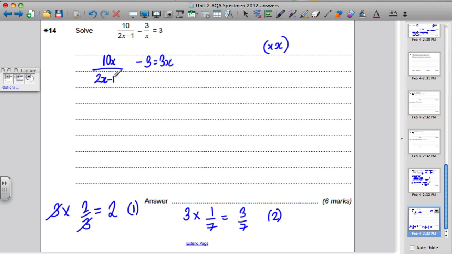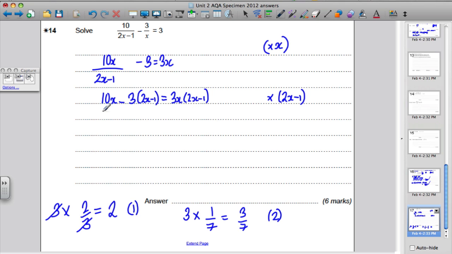But we've still got 2x minus 1 on the denominator over here. A mathematician doesn't like that, so he multiplies everything by 2x minus 1. Multiplying this by 2x minus 1 just leaves us with 10x. Multiplying this by 2x minus 1 leaves us with minus 3 times 2x minus 1. And multiplying this by 2x minus 1 leaves us with 3x times 2x minus 1.